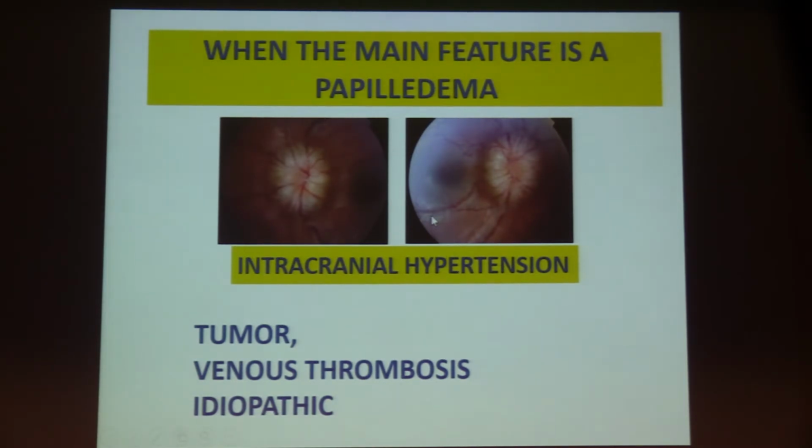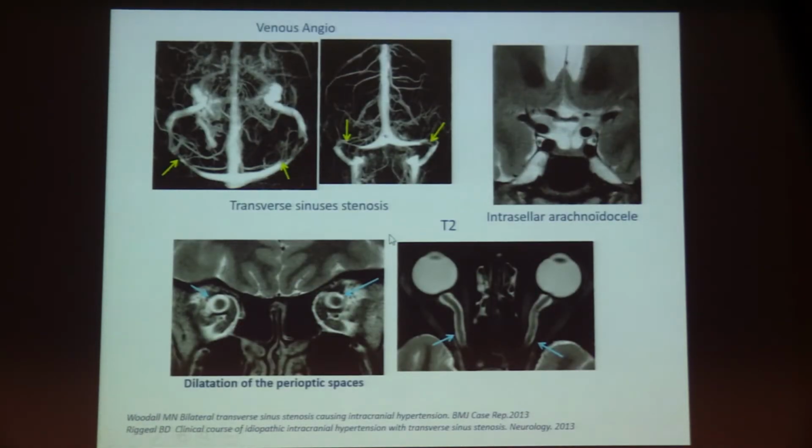The clinician calls you and says, there is that woman and she has a bilateral papilledema. I want to rule out a tumor, a thrombophlebitis. Think of idiopathic intracranial hypertension. And when the brain seems normal, look at those little signs.